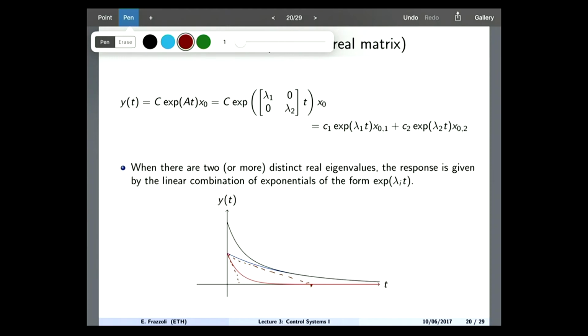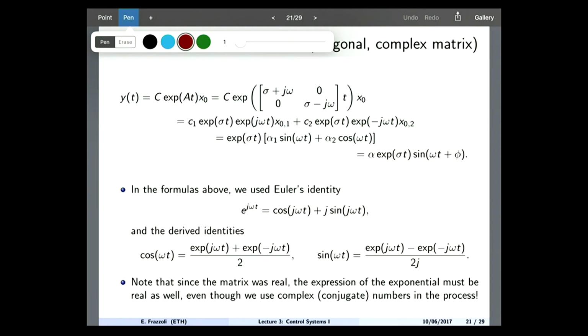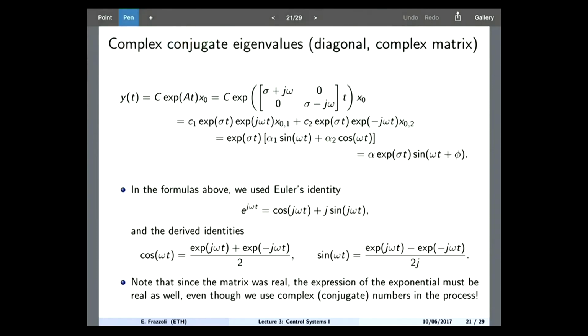So this is the case where you have real eigenvalues, okay? And typically, the response when your system has real eigenvalues is a response that is given by the sum of a number of simple exponentials, okay? Maybe with different time constants. Okay, and this is where the panic starts.